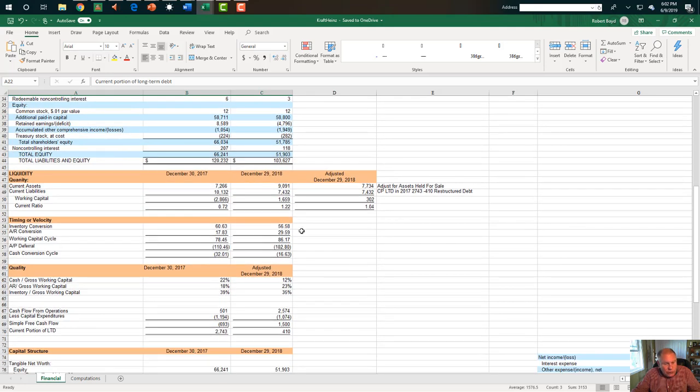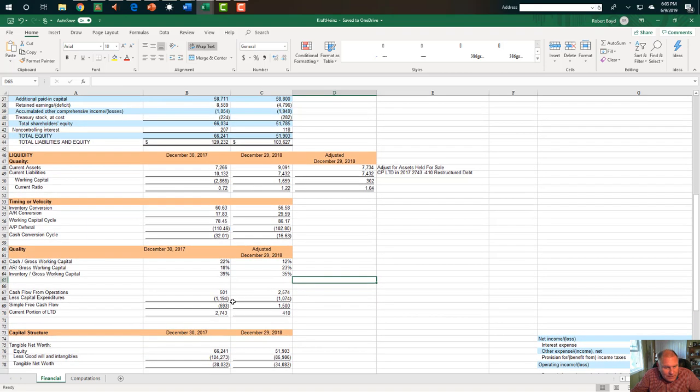The inventory conversion, 60, got a little bit better. Accounts receivable, almost like they backed off a little bit. So the working capital cycle went up, but we still see a lot of this AP deferral. So it does appear that some of the companies we've looked at, vendors are giving very favorable terms. So they're essentially financing the company. So when we look at this, we got cash to working capital, 22 and 12, accounts receivable, 23, 35. So we got a mix. It's still heavy in the working capital.